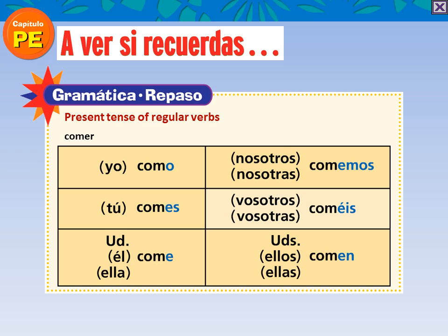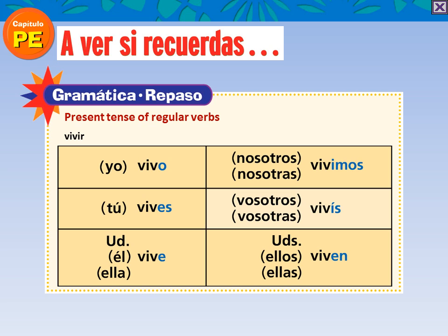The blue is the part that you need to memorize. So for ER verbs, o, es, e, emos, éis, en. Last but not least are IR verbs. We have vivir. Vivo, vives, vive, vivimos, vivís, viven. You'll notice that ER and IR are almost identical. The only difference is in nosotros and vosotros, where we have vivimos and vivís. Instead of having the E, we've changed to an I, but all other forms are the same.